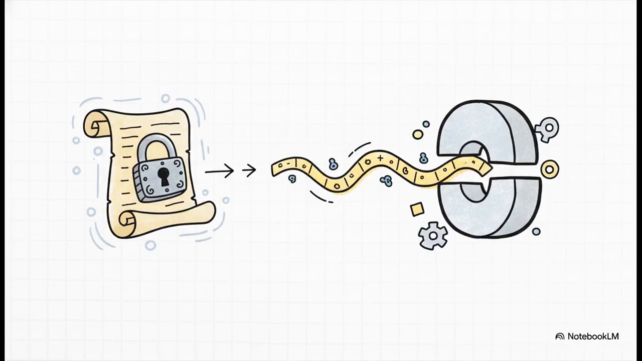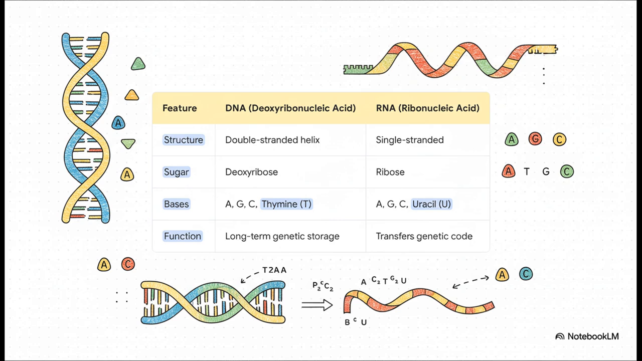Now, if DNA is the master blueprint locked away safely in the architect's office, then RNA, or ribonucleic acid, is the working copy you take out to the construction site. It's usually just a single strand, and it's designed to be a short-term messenger. Its job is to carry one specific instruction from the DNA out to the cell's machinery that's actually going to build things. And this table breaks down those key differences so nicely. DNA is double-stranded, RNA is single.